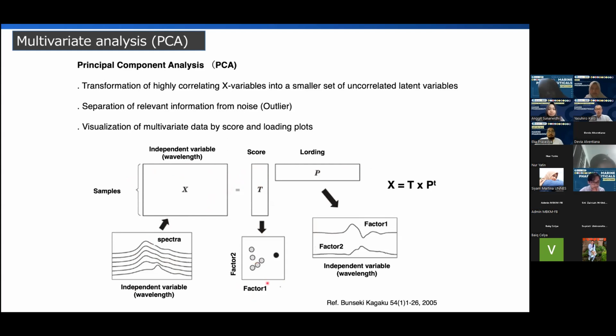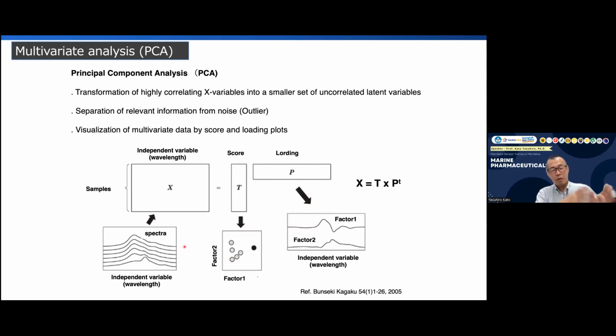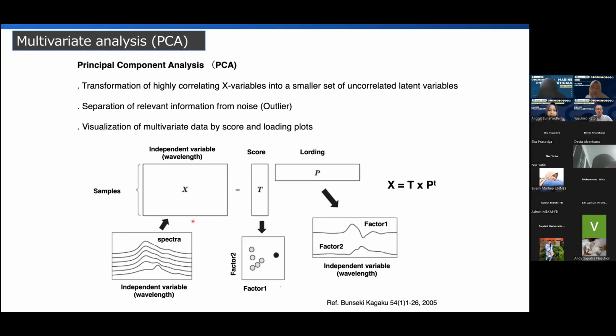Scores mean grouping by difference. For example, factor 1 indicates the gray group versus the black circles. Factor 1 can discriminate the different colors of the circles. And what discriminates the gray group from the black circles? The factor 1 loading plot indicates which wave range is important; maybe this one or this one discriminates the different colors. The spectra alone cannot tell us much, but we can combine them with multivariate analysis. Here, the principal component method can discriminate the differences.